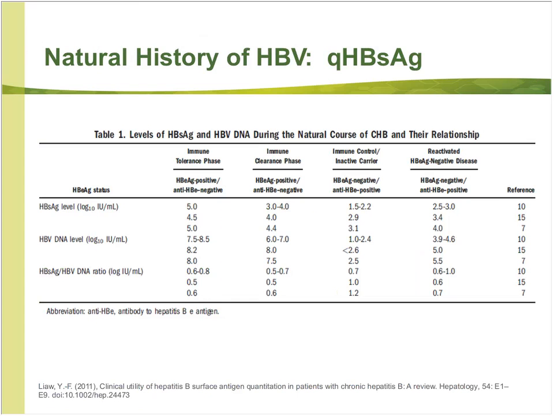Another slide on natural history of HBV, looking at QuantS combined with HBV DNA level, more data, more references for your future review, but that quant S level can help describe the natural history of your patient, and you can make decisions about whether to start therapy and frequency of monitoring.